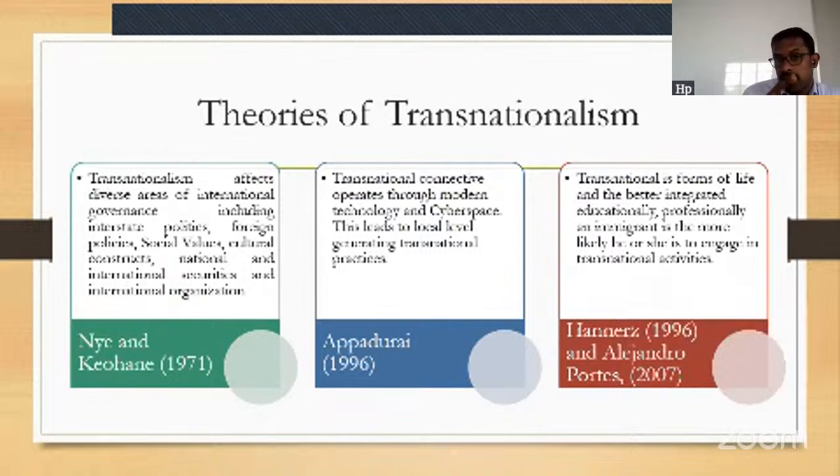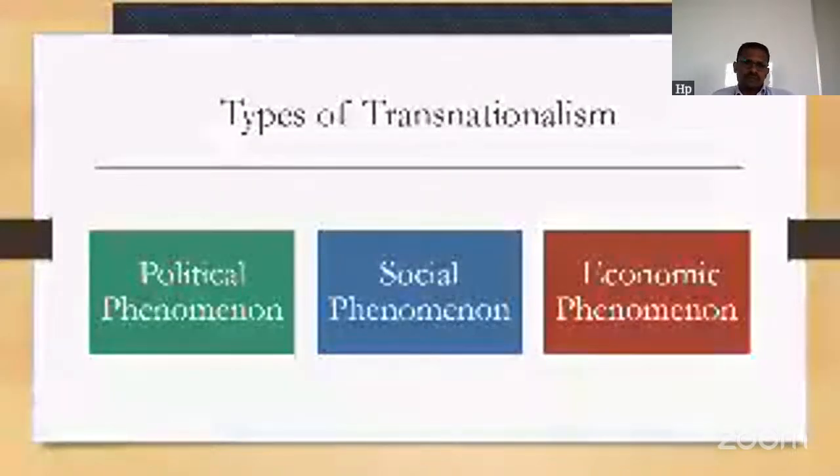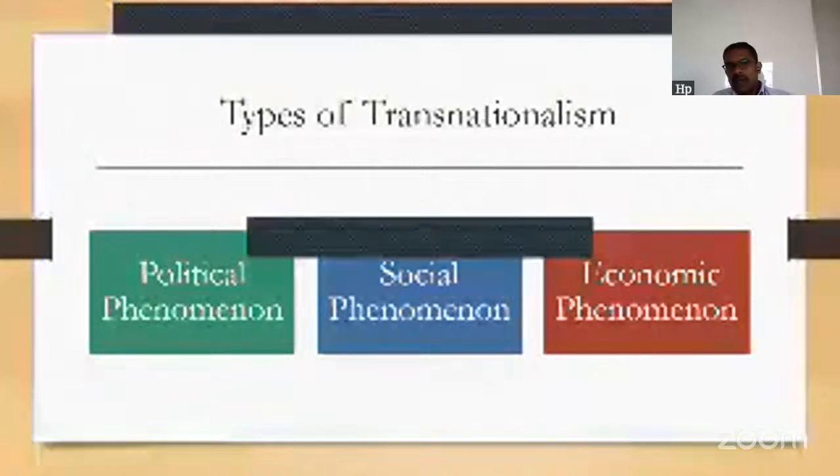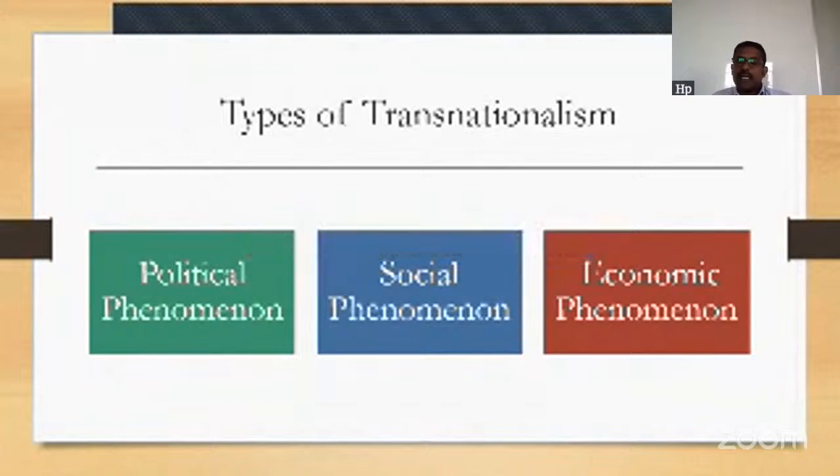So, what are the types of transnationalism? There are three phenomena: political phenomenon, social phenomenon, and economic phenomenon. When you say political phenomenon, it is political in nature. They have political aspects of seeing transnationalism: citizenship, acts, laws, everything. When you say social phenomenon, how far are they socially connected?